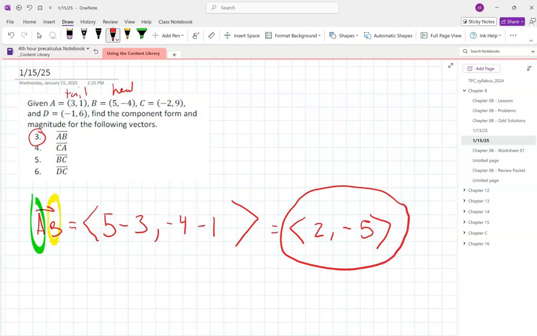in the wedge brackets. It's just head minus tail. So it's like the x head minus the x tail, the y head minus the y tail. Right?